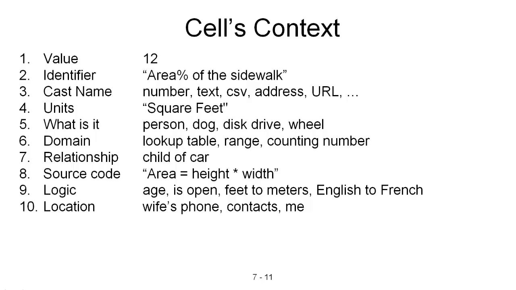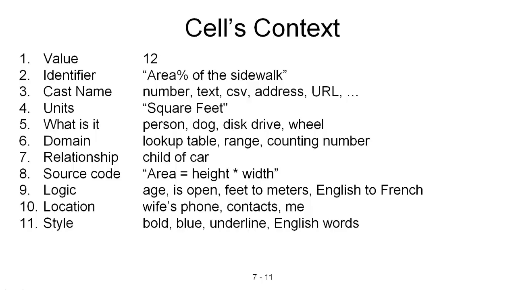And location. So this is very important. Where is this value? I'm in an application. Where is it? It's on my wife's phone, in contacts, and I'm talking about me. So I have a value called area of the sidewalk in my contacts for some reason.